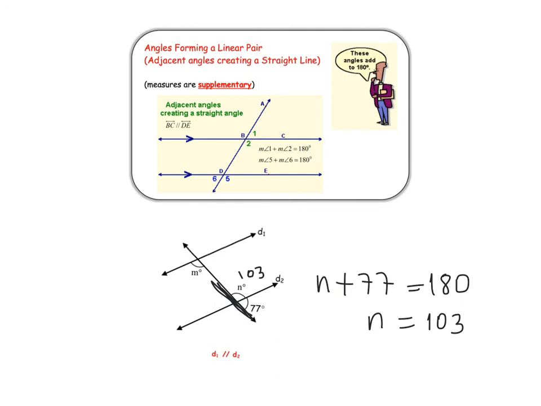After finding the measurement of n, we can easily find the measurement of m because we know that m and n are alternate interior angles and their measurements are equal to each other. We can write m and n equal to each other, and m is equal to 103.